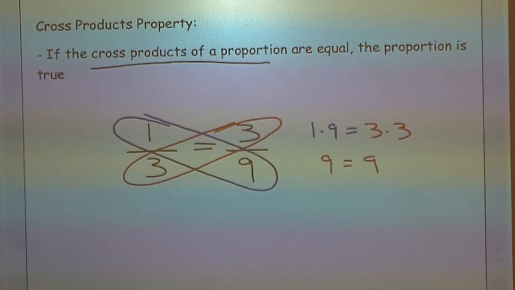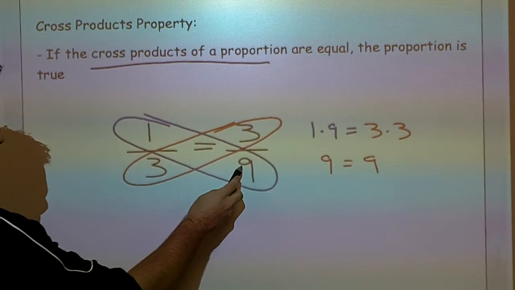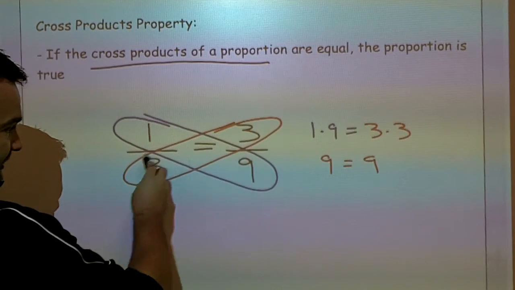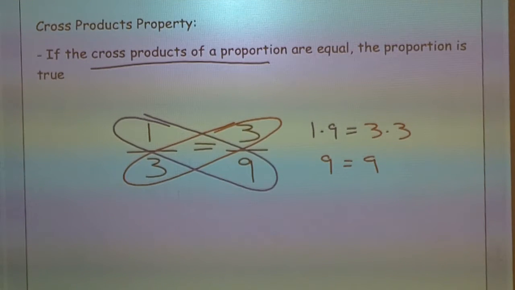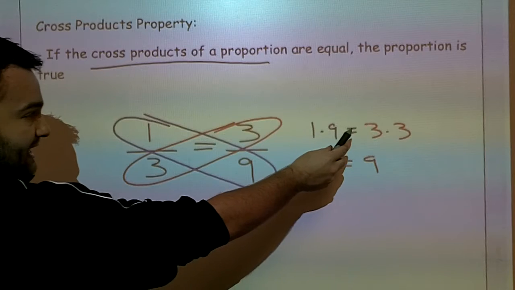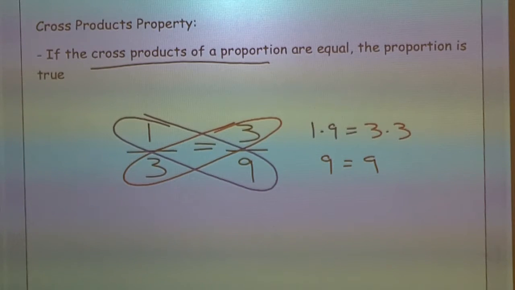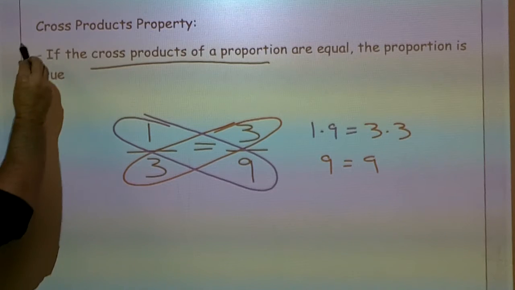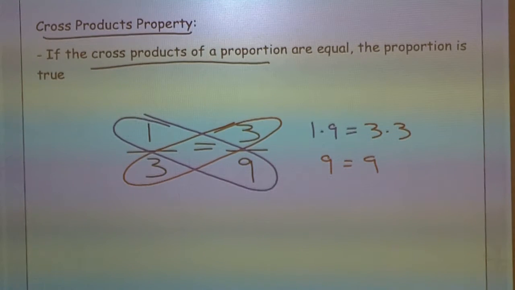1/3 is equal to 3/9. That's one we can look at and say it seems true, and the reason is that 1 times 9 is equivalent to 3 times 3. 1 times 9 is 9, 3 times 3 is 9, so those two are equivalent. This is just your way of checking it. It's called the cross products property. 9 is equal to 9, we're good to go.